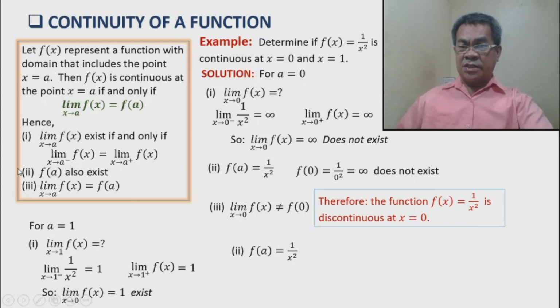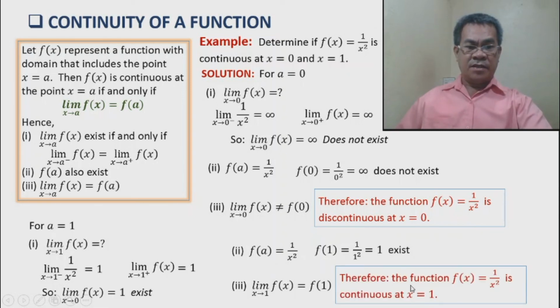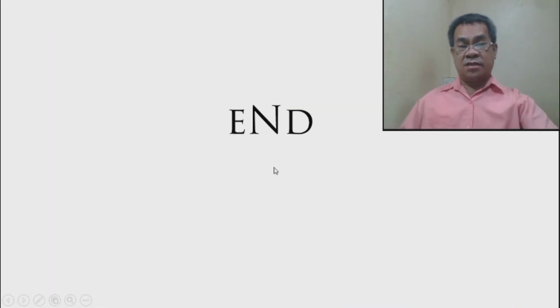Now, condition number 2: evaluate the function without limits. Substitute x with 1. So, the answer is 1. In that case, the limit of the function is 1, and the function at a is also 1. So, therefore, they are equal. So, we can say that the function 1 over x squared is continuous at x equal to 1. Therefore, the function is differentiable at 1 but not differentiable at 0, or integrable later on. That's it.